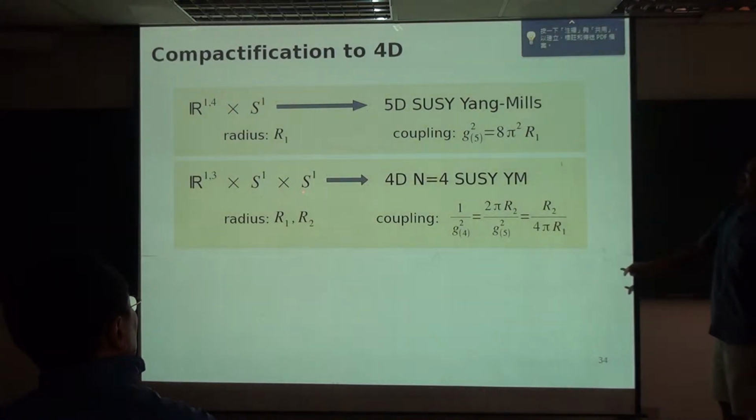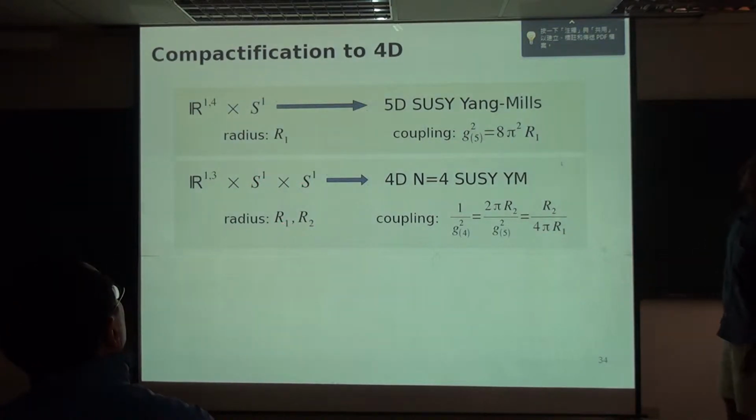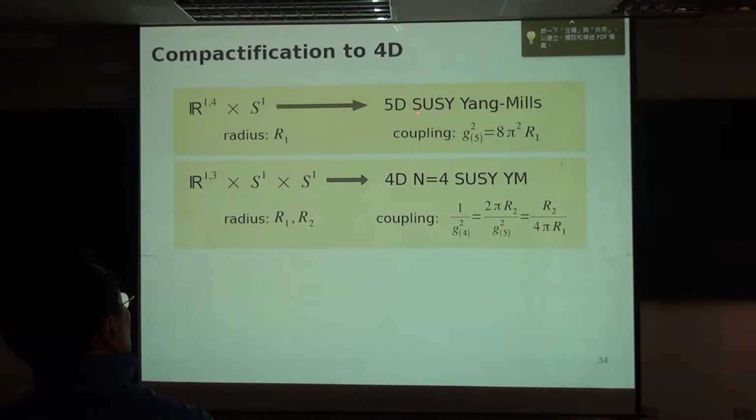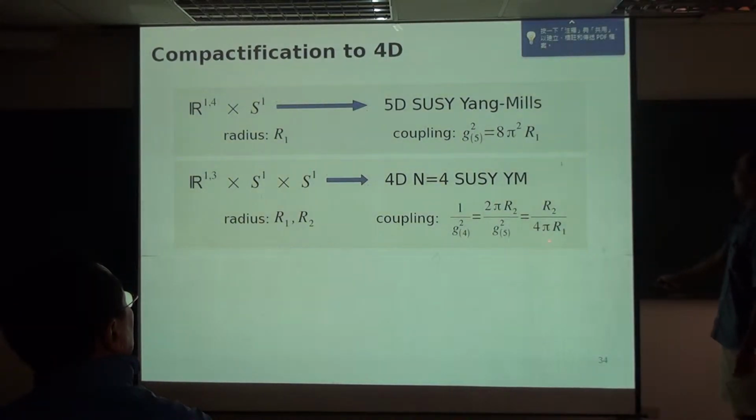Suppose we compactify one more direction. Okay, compactify onto S1 cross S1 of radii R1 cross R2. Then what we get is just a circle compactification from 5D to 4D, and then we get a 4D N equals 4 maximally supersymmetric Yang-Mills theory, and the coupling is given, very interestingly, by the ratio of R1 and R2.